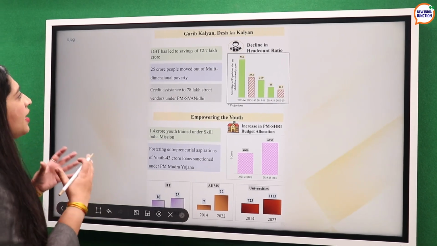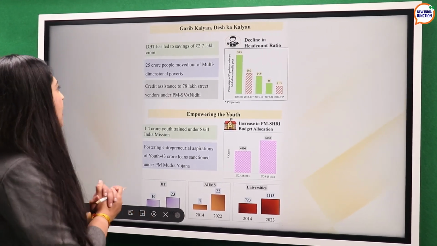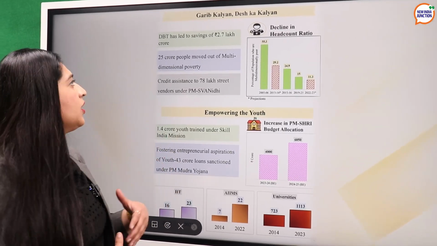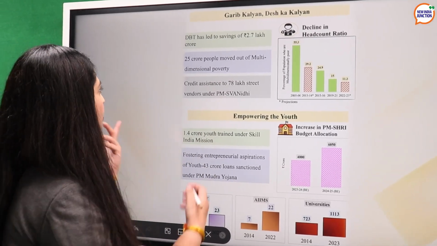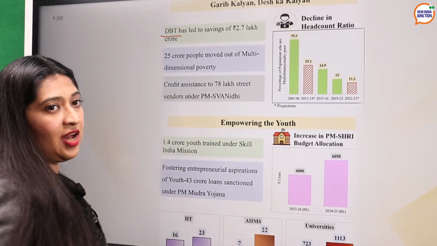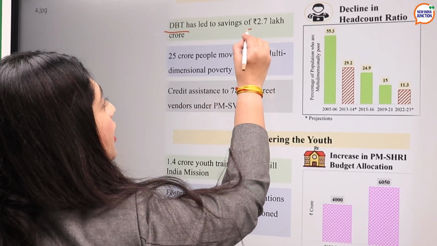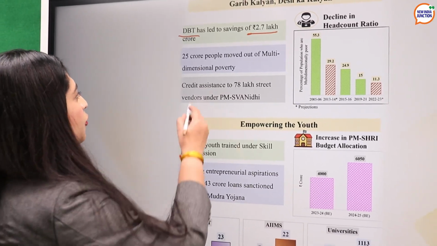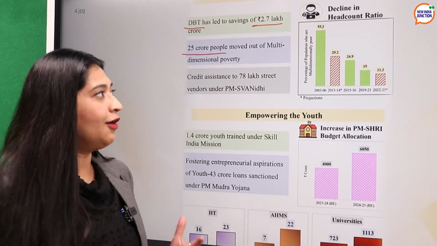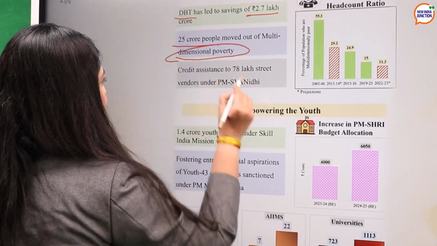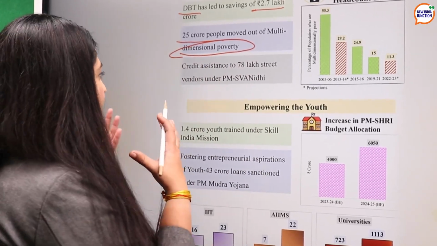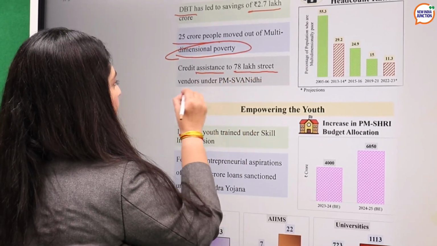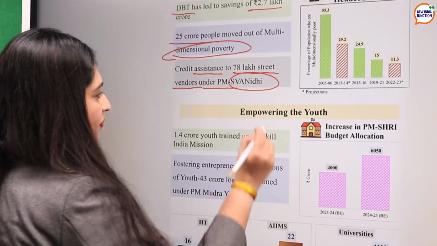Also moving forward, let's look at Garib Kalyan, Desh Ka Kalyan. What all steps have been taken and what are the basic things which have come out? First is DBT, direct benefit transfer, which has led to savings of rupees 2.7 lakh crore. Also 25 crore people have moved out of multidimensional poverty. Along with that, credit assistance to 78 lakh street vendors under PM Swanidhi.